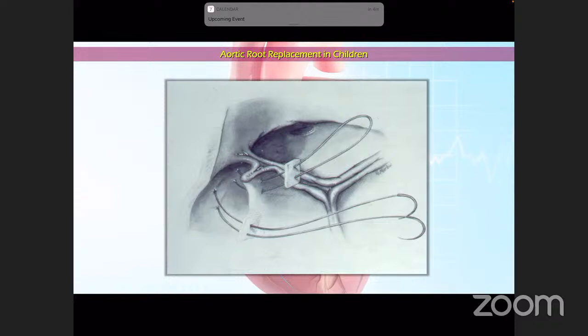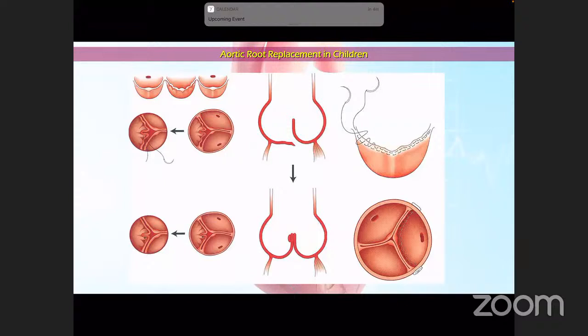Another technique described by Tirone David is where a fine Gore-Tex suture is taken from outside the aorta into the aortic valve leaflets, and this goes back and forth through the leaflet to resuspend it and make it coapt again, as you can see in this drawing. I like this particular technique. I think it can work very nicely to lift up a prolapsing leaflet and give you a good aortic valve repair.